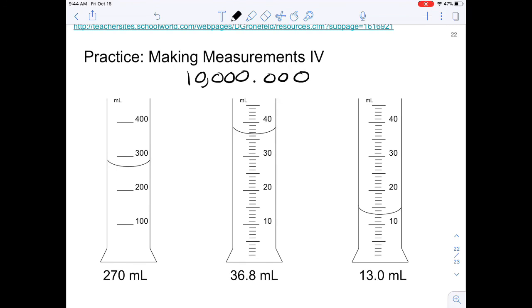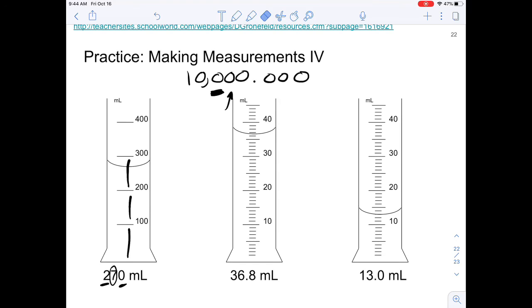All right, if I look at the first graduated cylinder, it's counting up every single time by 100. So I know my hundreds place. I'm going to be estimating the tens place, sorry, not tenths. So the 2, we know for sure. This 7 is our estimated digit, and then this is our placeholder 0.